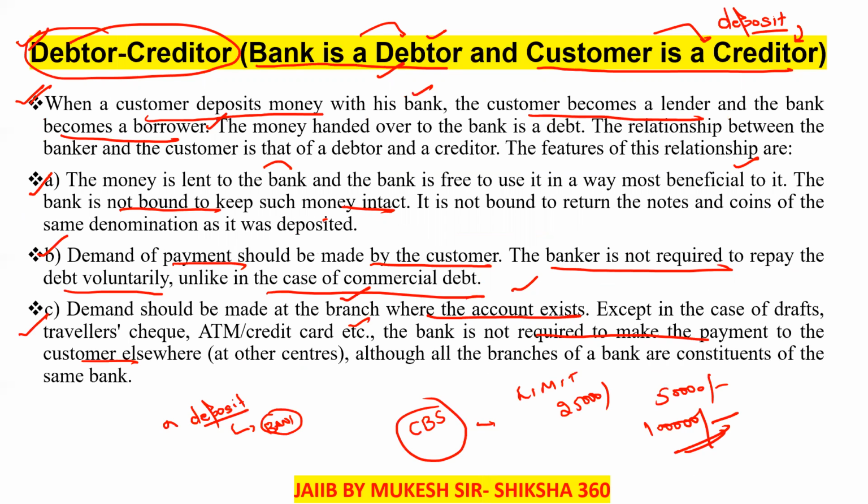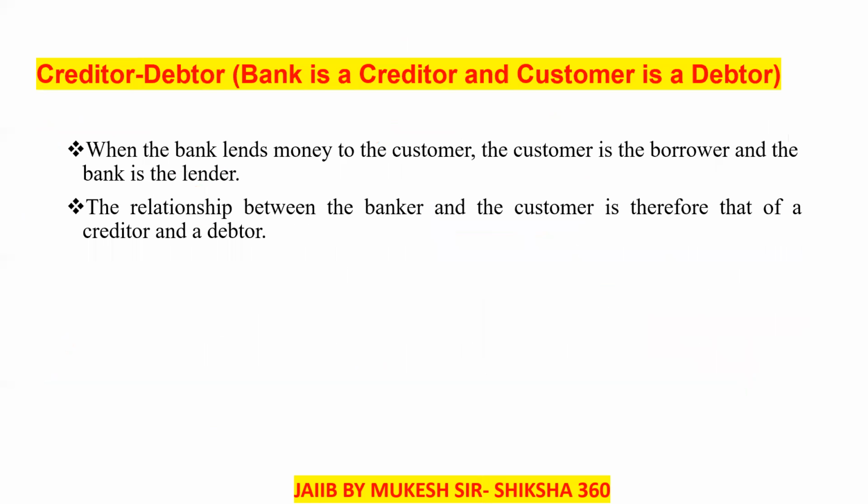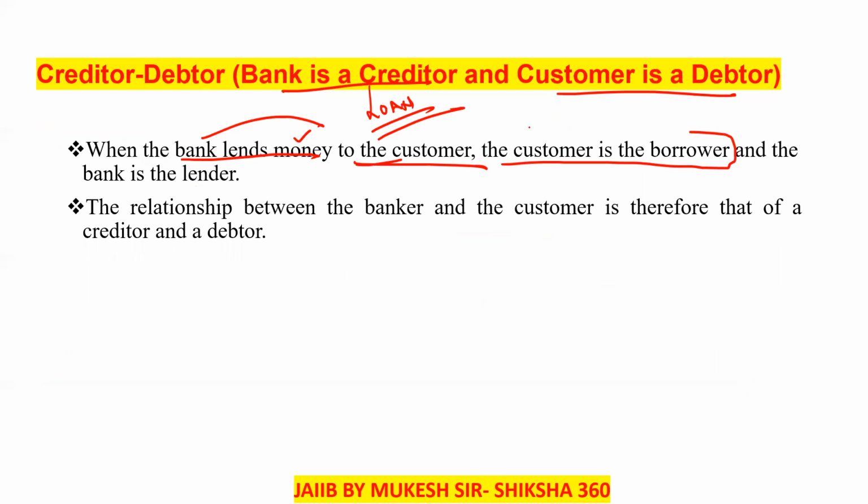Now the next point arises, when the bank is a creditor. In which case is the bank a creditor and the customer a debtor? That is the second case we have to discuss now: the bank is a creditor and the customer is a debtor. That is when the bank lends money, in the case of the loan. The customer is the borrower and the bank is the lender. That is loan or advance.